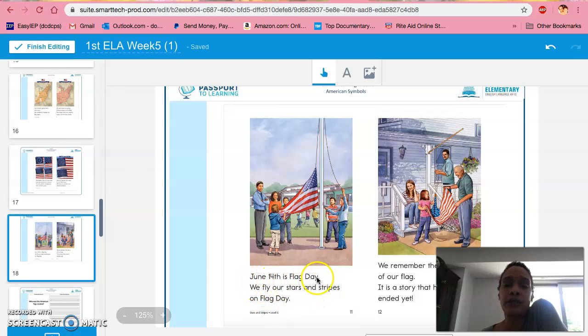June 14th is Flag Day. We fly our stars and stripes on Flag Day. We remember the story of our flag. It is a story that hasn't ended yet. So they set aside June 14th as the day that we're going to celebrate the flag. The flags always are out flying.